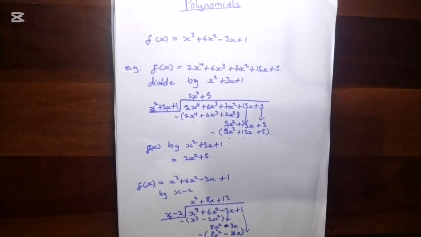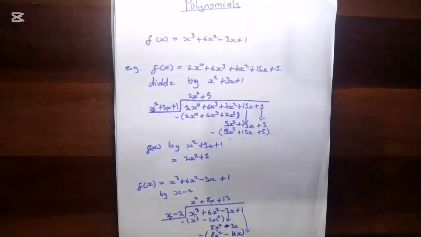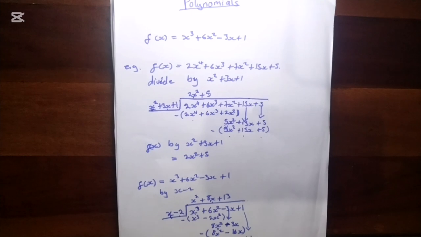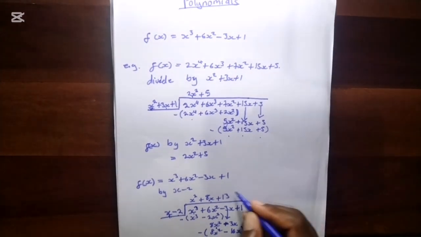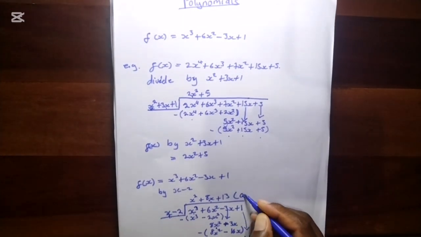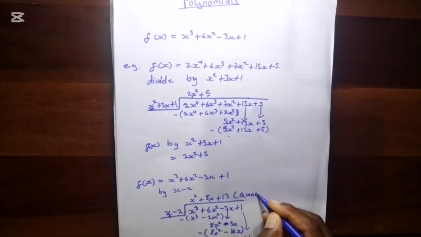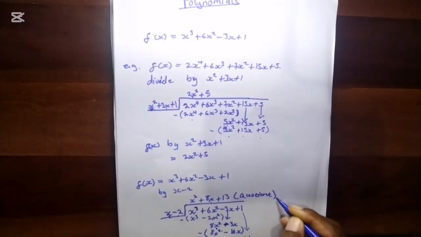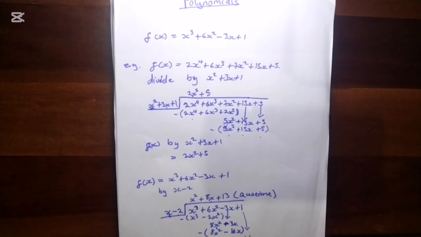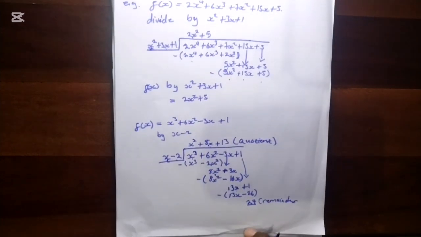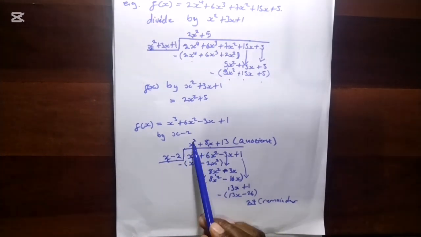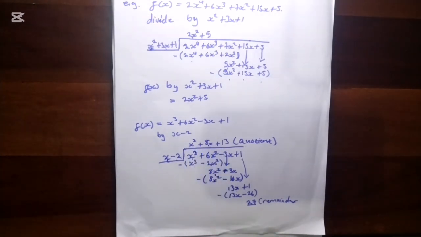So this is the remainder. And this is our quotient. So if we divide our f of x by x minus 2, we're going to have a remainder of 27, and our quotient is x squared plus 8x plus 13.